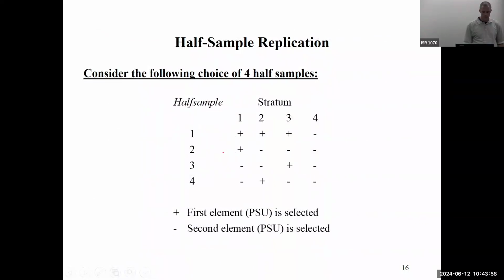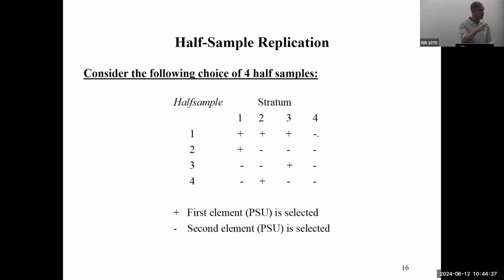Plus first element selected, minus the second element selected. I'm sorry, what was your question? I did not get this plus. So plus says that when you're selecting the first half sample replicate, we're going to keep the first PSU from stratum 1, the first PSU from stratum 2, the first PSU from stratum 3, and then the second PSU from stratum 4. That's how we're forming the first half sample replicate.